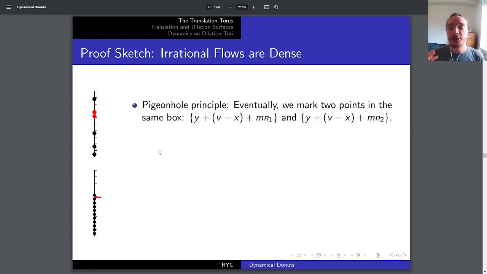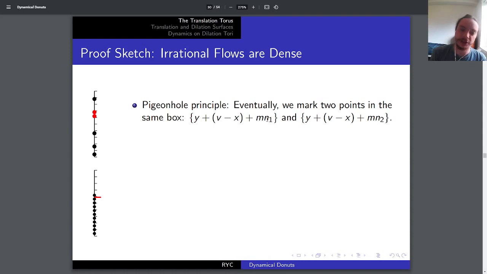But now we can remember the pigeonhole principle. It says that if you have k pigeons and n boxes, and k is bigger than n, then if you put all the pigeons into the boxes, some box must have more than one pigeon. Right? So this is kind of an obvious fact. It says that if you have more things than you have spaces for things, then one of the spaces has to have more than one thing. Okay. Well, in this case, now we have more dots than we have boxes, right? So one of the boxes has to have 2 dots as time goes on. So eventually we're going to mark 2 points in the same box.